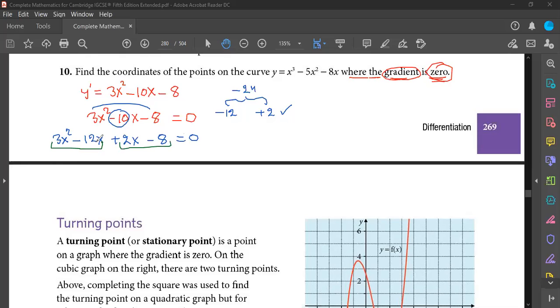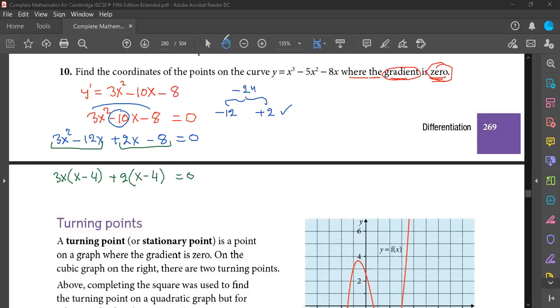Tell me, Saif, what is the common factor here? Not only x, 3x is the common factor. What is left? x squared over 3, then we do the division. 3x squared divided by 3x is x. 12x divided by 3x is 4. And in the other two terms, what is common? 2. So what's left? x minus 4, equal 0.